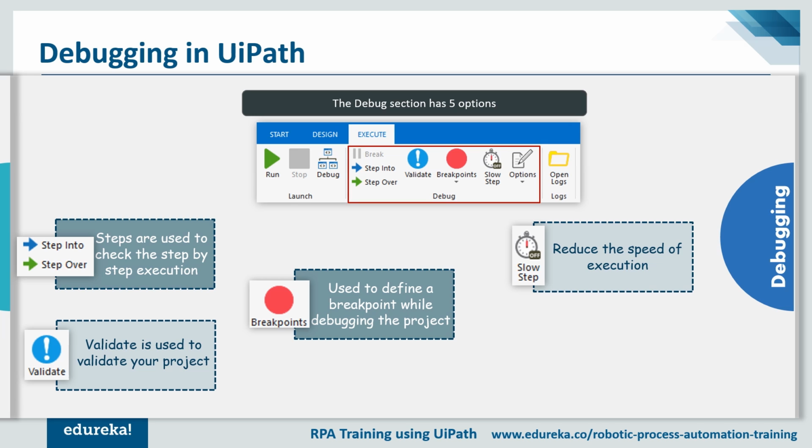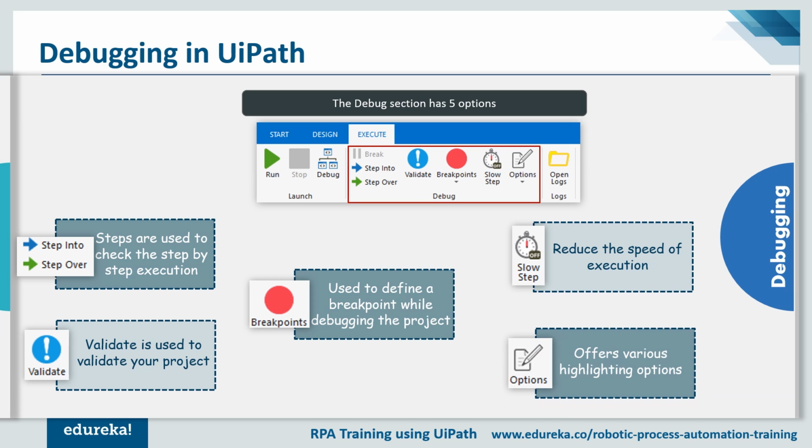So to see the execution one by one and to make sure what step is running and what step is not, you can just use the slow step option. This will basically slow down your execution and it will be visible to your eyes which step is executing, right? And moving on to the last options, that is the options itself.